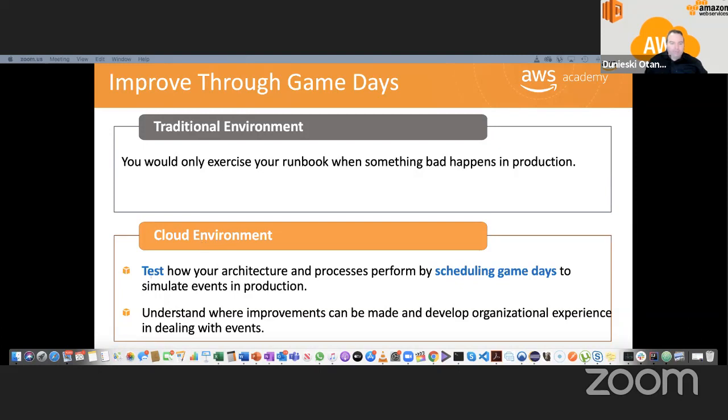Now in the cloud, you can test your architecture and processes by scheduling game days to simulate events in production. So you can simulate a live environment, and then see how it works, how it performs, right? Using game days, understand where improvements can be made and develop organizational experience in dealing with events. I'm sure that things that you do in the cloud, you can also do in the traditional environment, right? But we're just trying to see the benefits that you have when you move to the cloud.